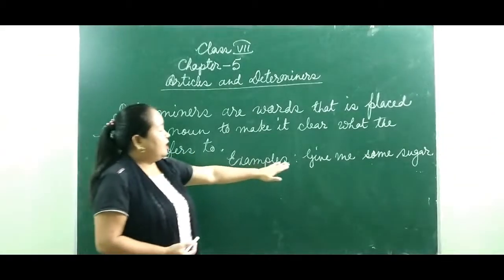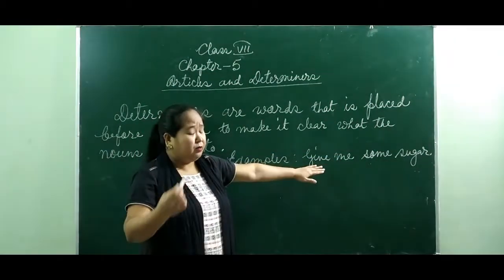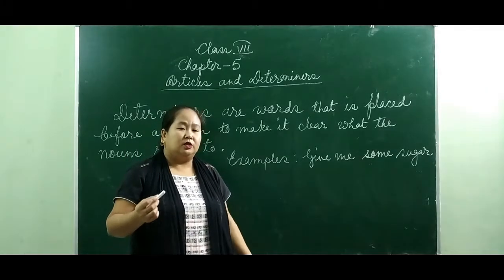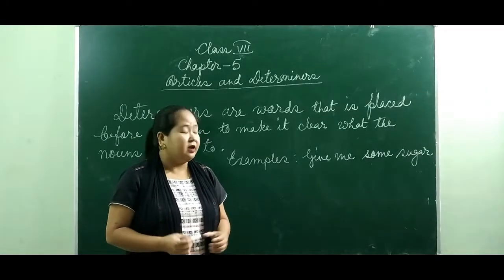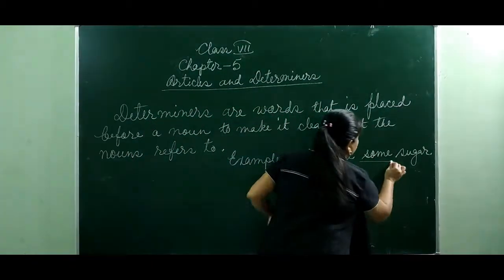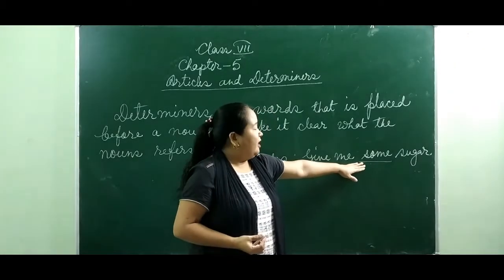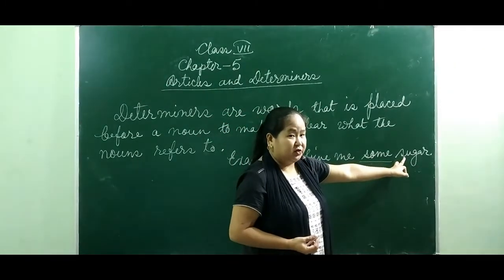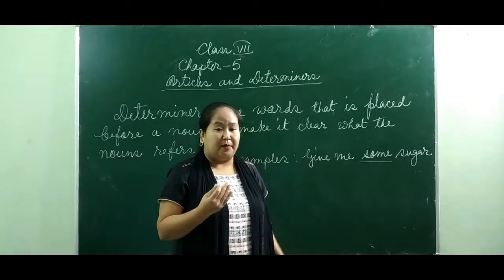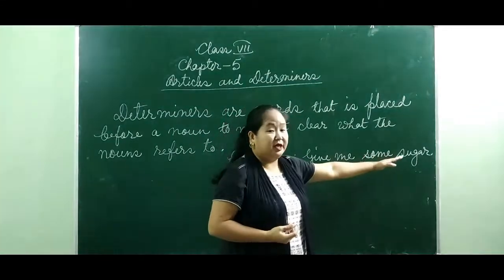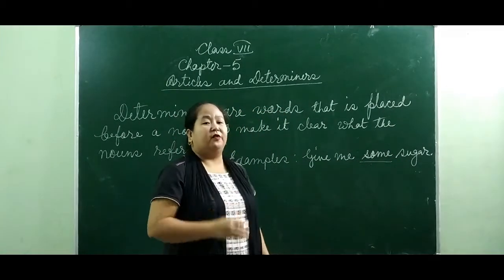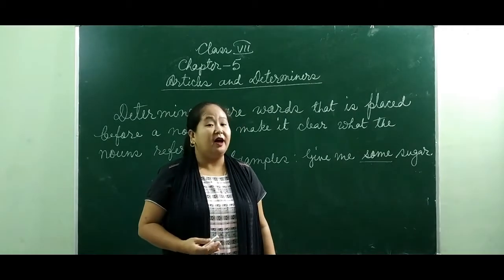Okay, for example, give me some sugar. In other words, determiners are words that we place before a noun to limit the meaning of the noun. Here, the word some is a determiner and sugar is the noun it refers to. So, give me some sugar. How much sugar do I want? Some. Some sugar. So it limits the meaning of the noun. So determiners are words that we place before a noun to limit the meaning of the noun.